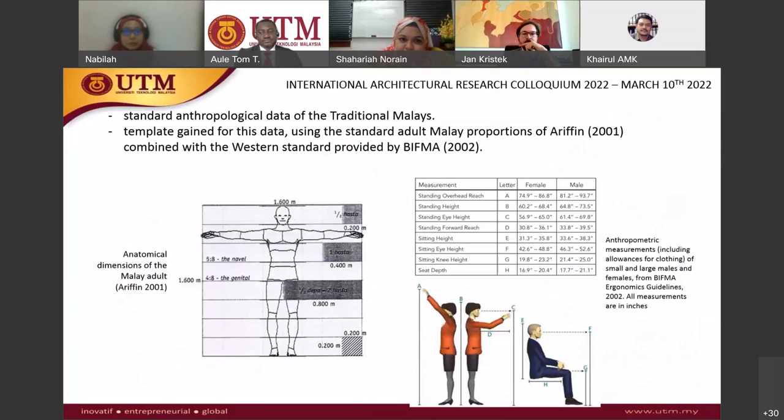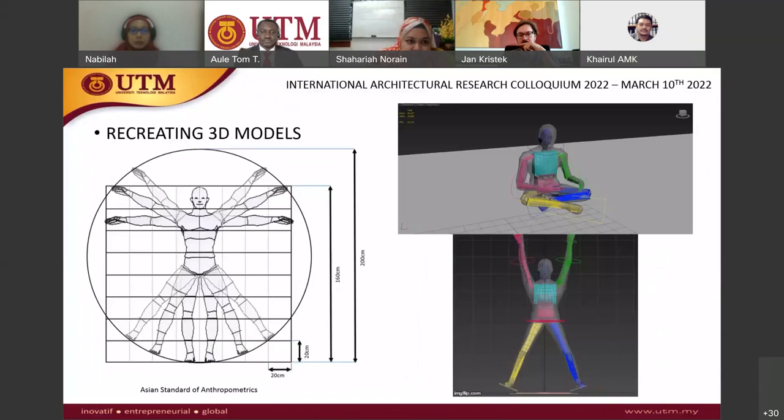This one, I think as an architect, we all know this design, where if you are saying universal design, this is from BIFMA. So basically I calculated both of them to make a new standard that I used for this study, in order to recreate a 3D model that uses the appropriate anthropometric measurements of the traditional Malays.